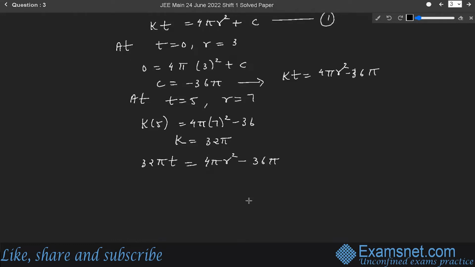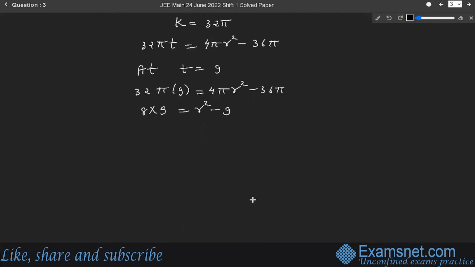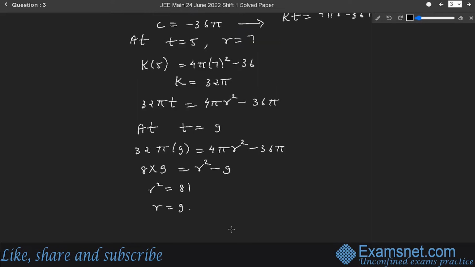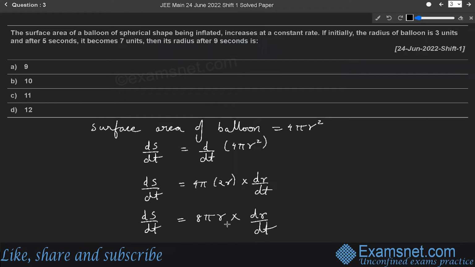Now, at t equal to 9, the value becomes 32 pi into 9 is equal to 4 pi r square minus 36 pi. So it will be 8 into 9 is equal to r square minus 9. Therefore, r square will be equal to 81 and r will be equal to 9. Hence, we can say that the correct option for this question is option number A, which is 9.